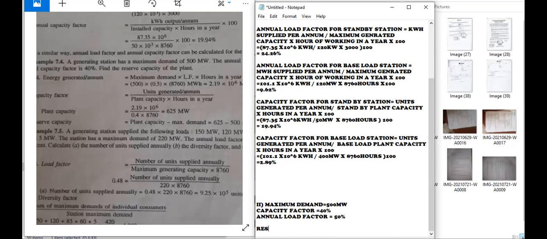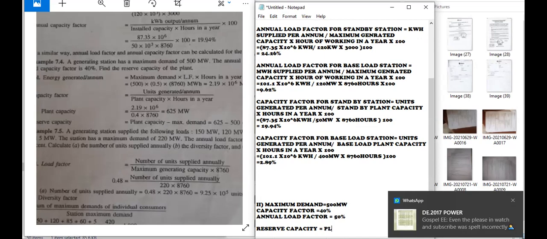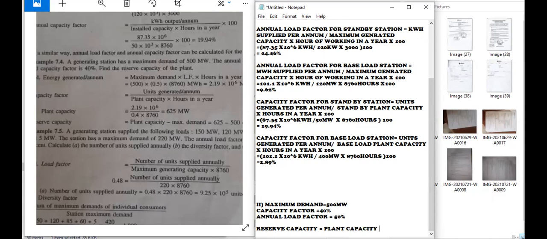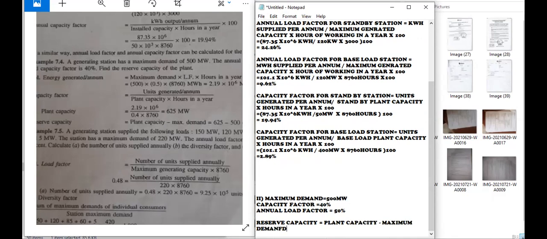So reserve capacity is equal to plant capacity minus maximum demand. Let me see. Do we have the maximum demand here? The plant capacity is what we need to find out.